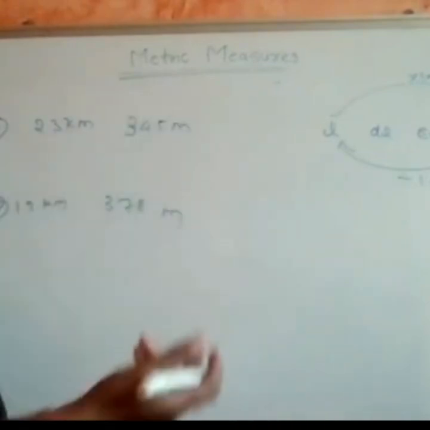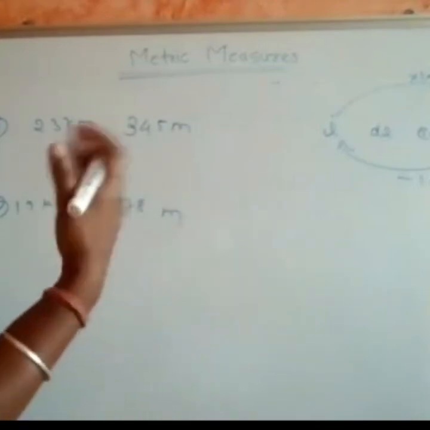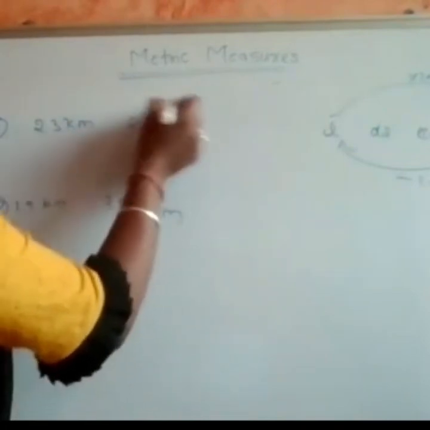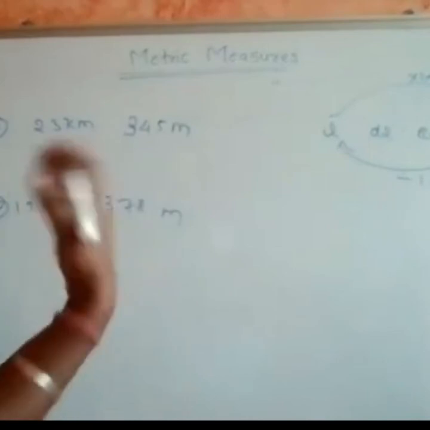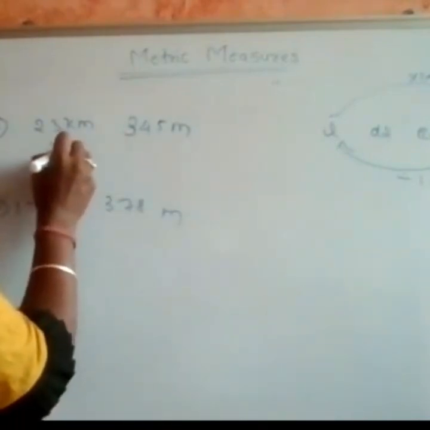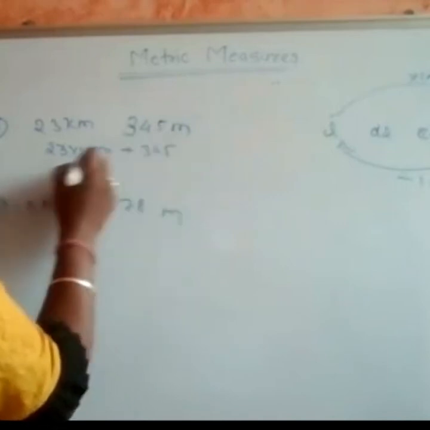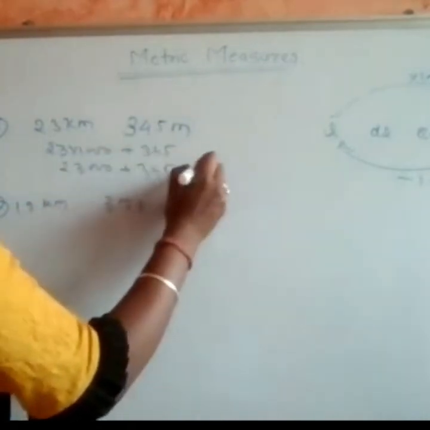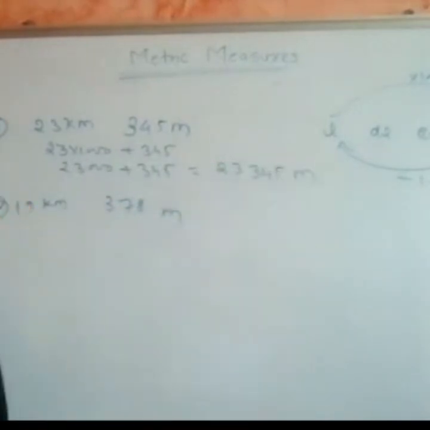We can convert either into meter or into kilometer, but I will take the meter one. The 345 is already in meter, so we don't have to change that. The 23 kilometer I have to convert. So 23 into 1000 plus 345: that will be 23,000 plus 345, so in total I get 23,345 meter.